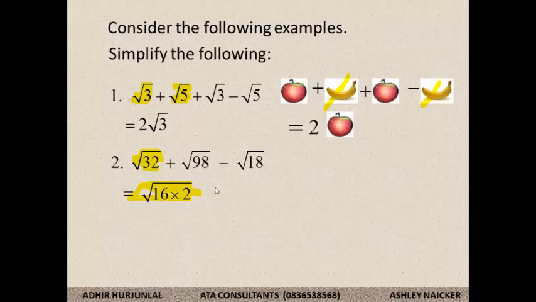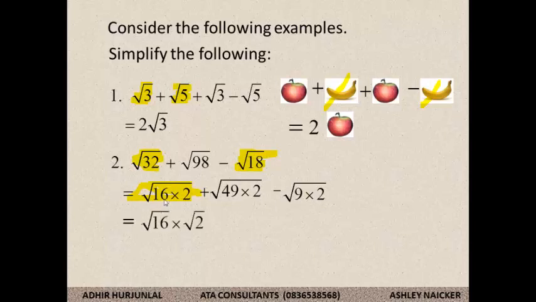Then I go here plus the square root of 98. And the square root of 98 is the same as the square root of 49 times 2. Now once I've got the square root of 49 times 2, I go to the last one, which is minus the square root of 18. And that becomes the same as the square root of 9 times 2. If I want to simplify this, guys, I go to the next step.